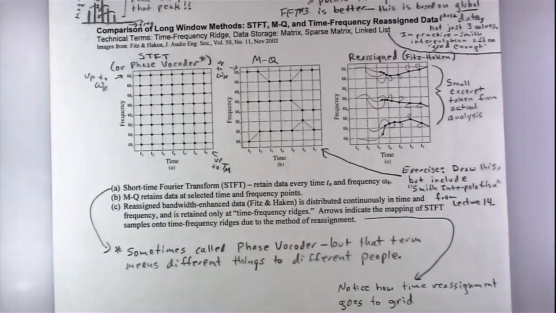Now, if you do time frequency reassignment, it looks like this. Again, this is a small excerpt taken from an actual analysis. These windows are long. They're very much overlapping windows. Remember, your windows are easily 100 milliseconds long, and you have a hop size of 3 milliseconds. So in time frequency reassignment, this guy here says, hey, I'm reassigned over here.